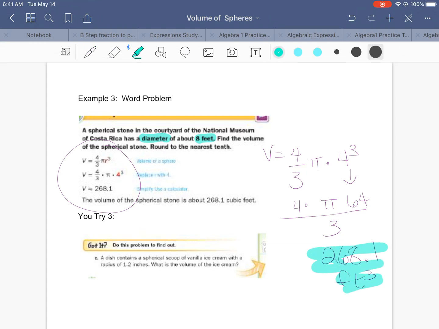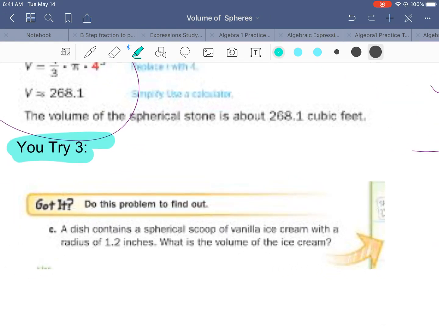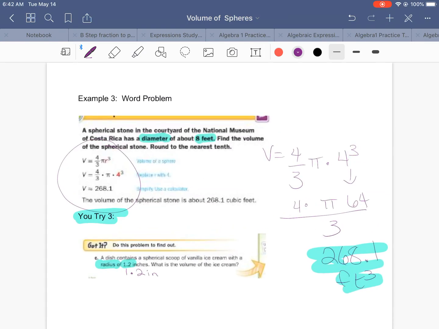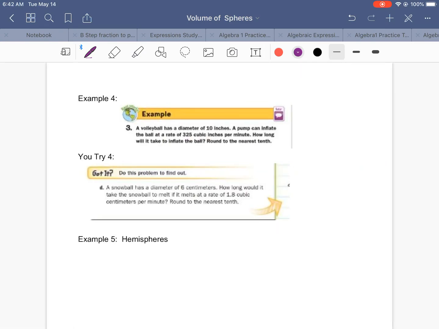Okay, I want you to try this one. This is You Try number 3. A dish contains a spherical scoop of ice cream with a radius of 1.2. Let me just write that out for you so it's a little neater, it's a little blurry. What is the volume of the ice cream? And that's inches. And then we move on, we have an example 4.